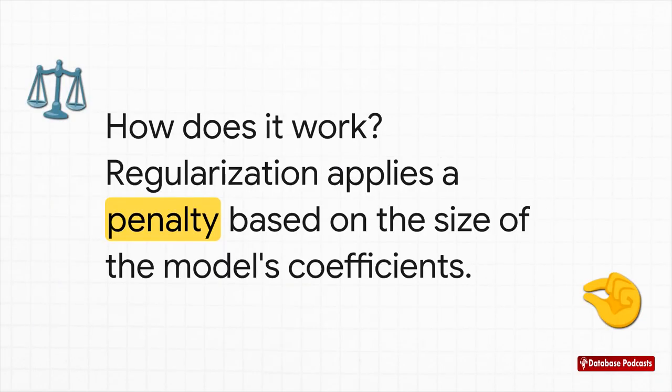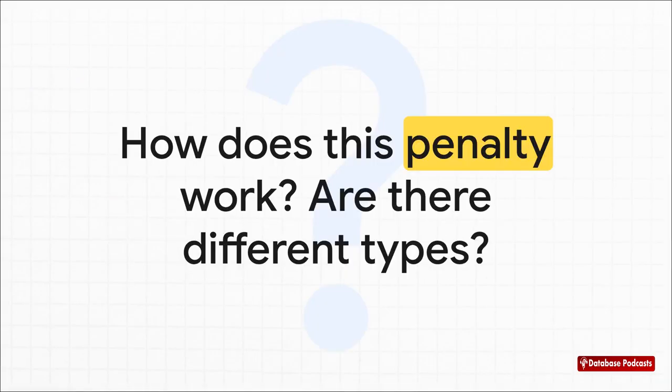So how does the model know it's being complex? Well, regularization measures complexity by looking at the size of the coefficients. See, a model with really large coefficients is often a sign that it's overfitting. It's putting way too much importance on just a few features. So, by adding a penalty based on how big those coefficients get, we gently nudge the model to use smaller, more stable values. Okay, a penalty. I get the concept. But how does that work in practice? I mean, how do you actually calculate it? And is there just one way to do it, or are there different kinds of penalties you can use?